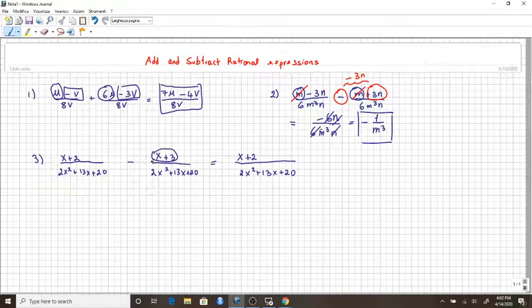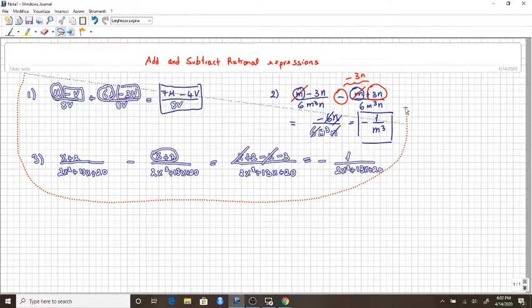But you can also rewrite the numerator as x plus 2, and then this negative is going to make x plus 3 all negative, right, because it's negative 1 times x and negative 1 times 3, so this becomes negative x minus 3. And then from here notice how the x will simplify to 0, and 2 minus 3 ends up to be negative 1, so you end up with a negative 1 over 2x squared plus 13x plus 20. So you can write negative 1 over this. The negative can also be put in front of the fraction. Okay. All right.